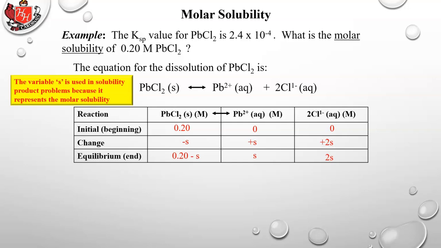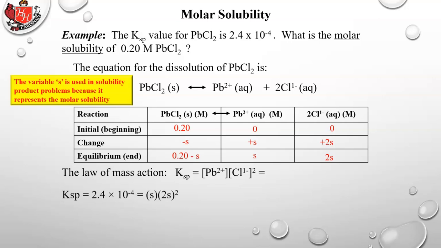So now we have the algebraic expressions for the equilibrium. And there's the law of mass action. Again, you do not include PbCl2 in this. So it's going to be the solubility product, the Ksp, 2.4 times 10 to the negative 4, equals s for the Pb2+ times 2s squared. So it's 2s squared. So that gives you 4s to the third. Be sure you understand that. You squared the 2s, so it became 4s squared. And then you multiply it by the other s, and it becomes 4s to the third.